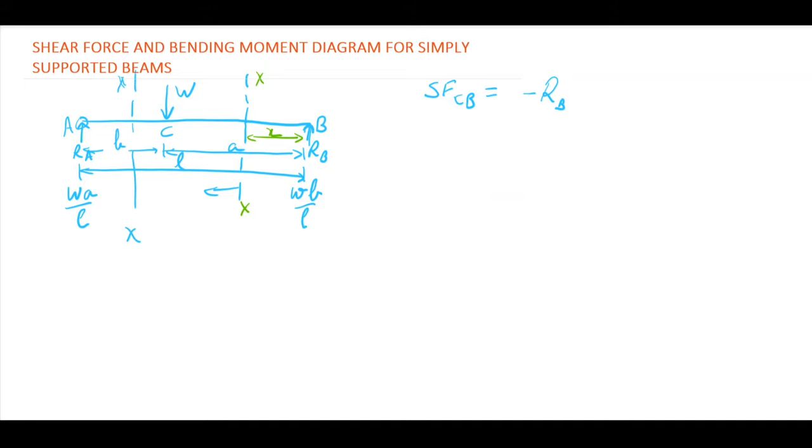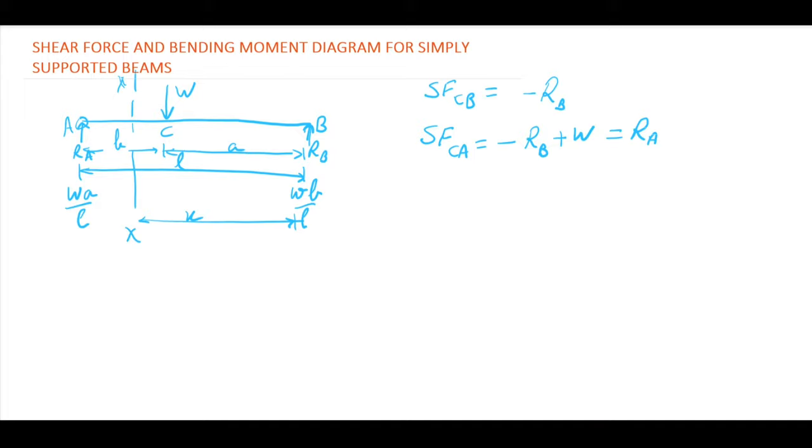So as I move from point B to C, when I cross the point C, the new axis XX, that is at distance X, then the shear force between CA will be the algebraic sum of all the forces acting on right side of the section, that is minus RB plus W. So that is equal to RA.